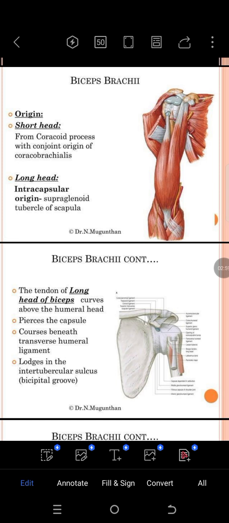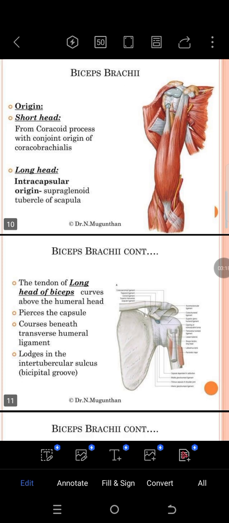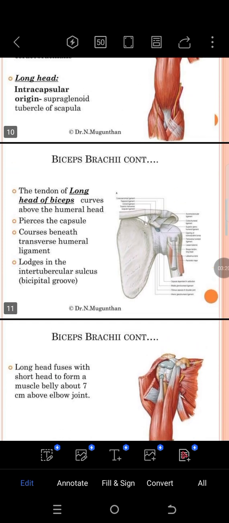In biceps brachii, like I said, it has got two heads, short head and long head. Short head originates from the coracoid process. Okay, long head originates from the supraglenoid tubercle of the scapula. So on the scapula there, we've got the supraglenoid tubercle and the infraglenoid tubercle. So this one originates from the supraglenoid tubercle. That's about the long head, right?